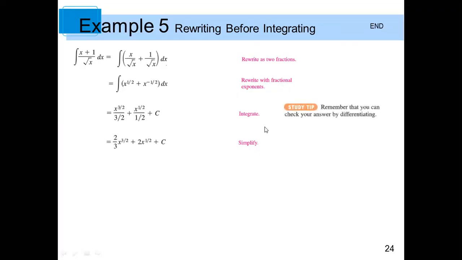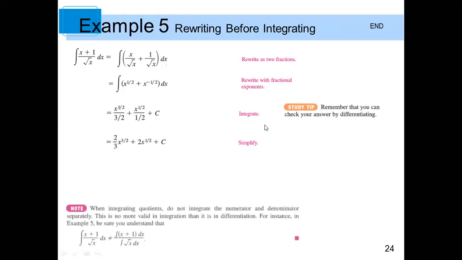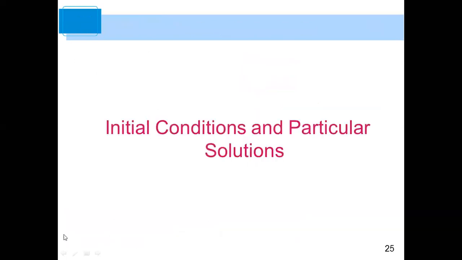So remember, you can check your answer by differentiating. And this is what I brought up before. Integrating quotients, you can't just anti-differentiate the numerator and denominator there.